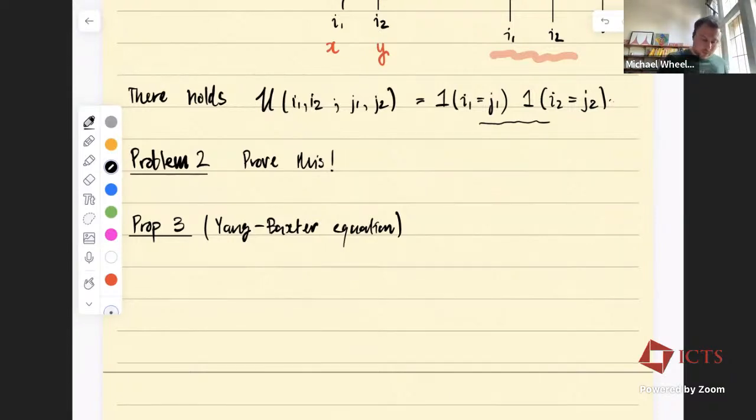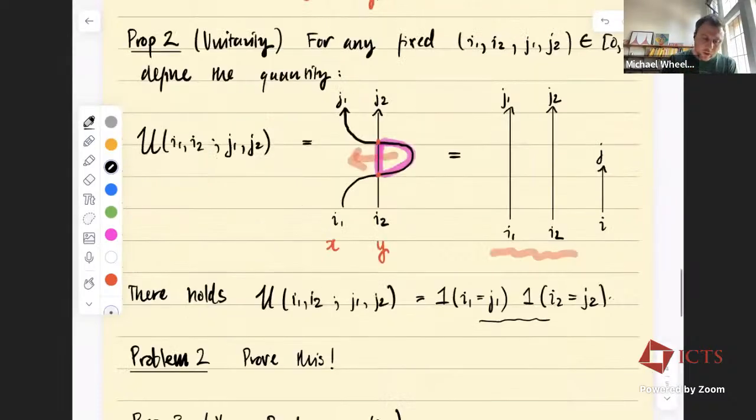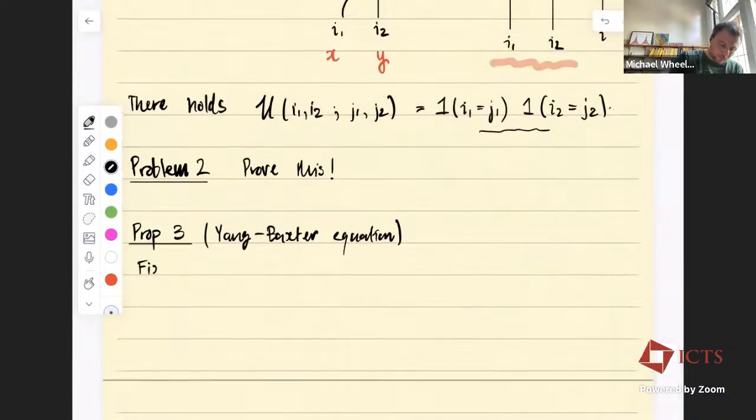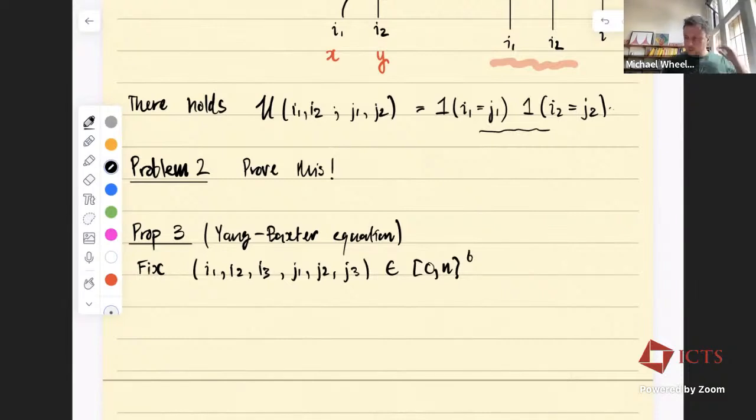The statement of this one will follow along similar lines to the unitarity. So we're going to fix a vector I1, I2, I3, and then J1, J2, J3 that live in 0 to n to the 6. We have 6 indices. And then we're going to define 2 pictures, and we're going to claim that they're equal.